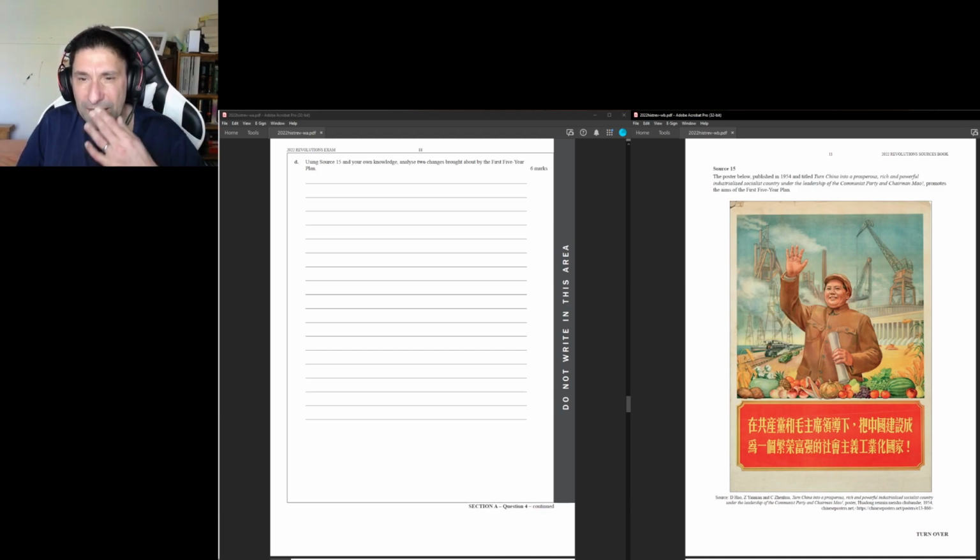It's just a poster. All right, the poster below, published in 1954, titled Turn China into a Prosperous, Rich and Powerful Industrialised Socialist Country under the leadership of the Communist Party and Chairman Mao, promotes the aims of the first 5-year plan. So the question here is you have to refer to the source, and there's a lot here. You can see Mao Zedong playing a key role, but the first 5-year plan, what is it producing?